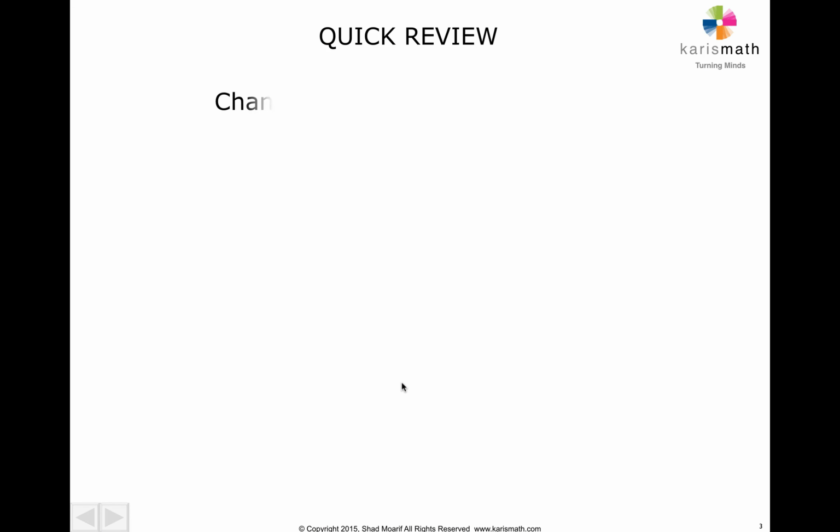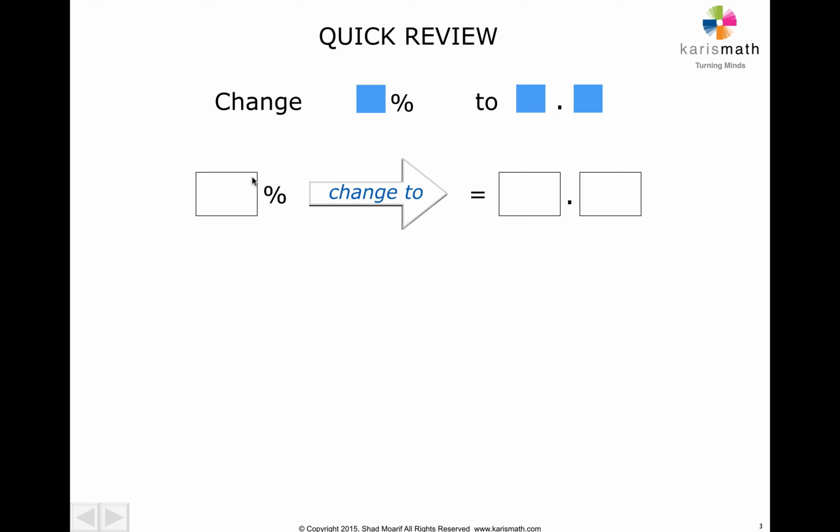So, quick review. Changing a percentage, something percent, to a decimal. You know how to do that. Anything to change to decimals, you always divide by 100. So when you divide by 100, you go back 2 steps, 1, 2, and it's 0.47. This should come to you quite easily now.